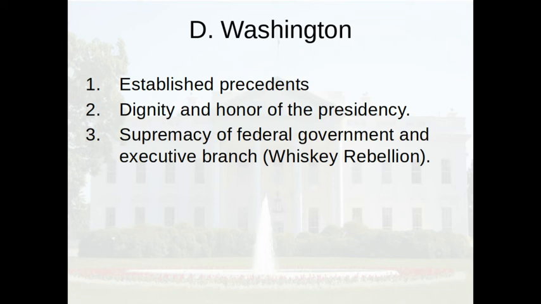One of the things, of course, is he put into practice the dignity and honor of the presidency. So he believed, in other words, it should be a respectable office. But at the same time, he didn't think it should be like royalty. So he didn't want to be called His Majesty or anything like that. He just wanted to be called Mr. President. And that's something that we've stuck with since. So he believed it should be respectable but simple.